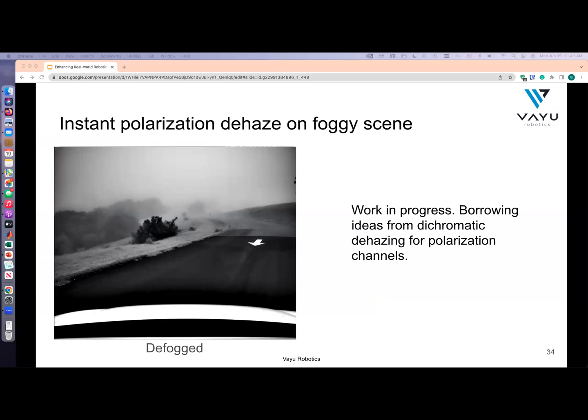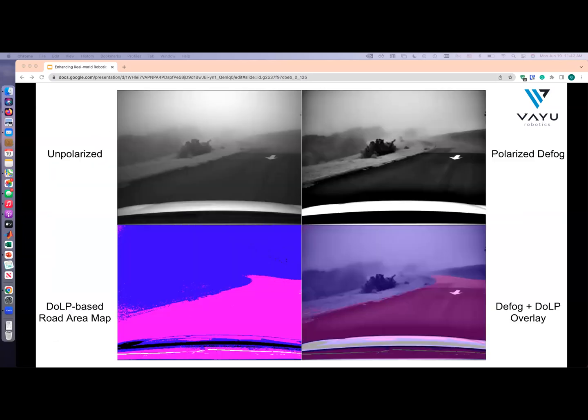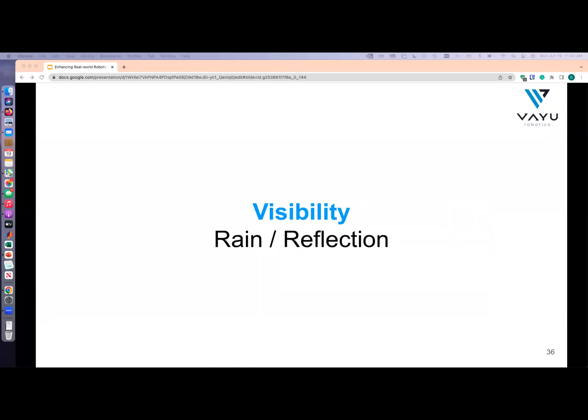But we are working on something that borrows the idea of dichromatic dehazing on the polarization channel. And we are able to devise this method to defog those images instead of dehazing them. The results look pretty reasonable. And on top of defogging, we can also utilize the DOLP information to further assist in improving the visibility by masking out the road area, because the road usually has high DOLP.